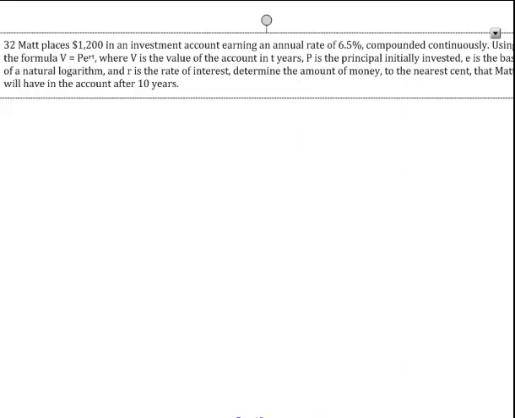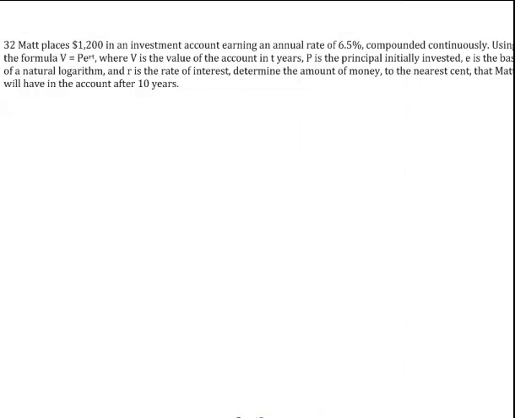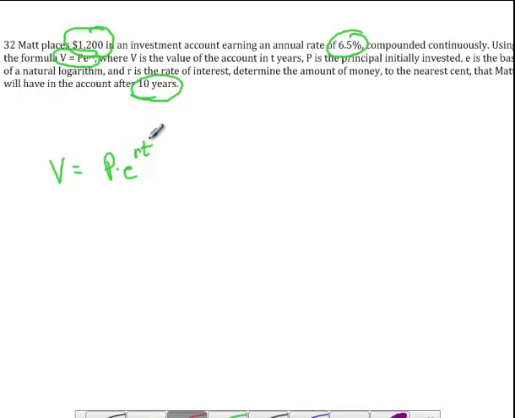For this one, the first thing I see sticking right out is a formula. So I'm going to take that, V equals P times e raised to the r times t. So I've got some numbers here, 1200, I've got a rate, and I've got a time of 10 years. All right, so they should be easy to put in. A time of 10 years goes in t.